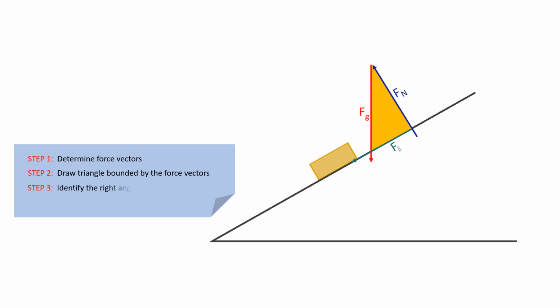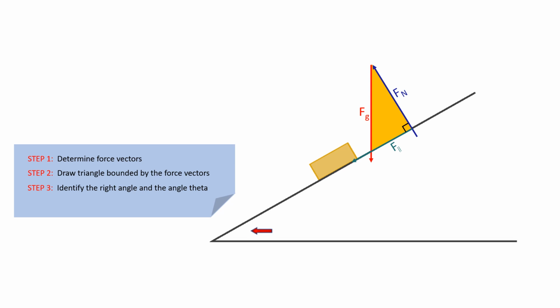Step 3 is to identify the right angle and the angle theta. The right angle is easy to spot due to the definition of normal force as the force perpendicular to the incline. Identifying the angle theta requires further application of geometry rules.